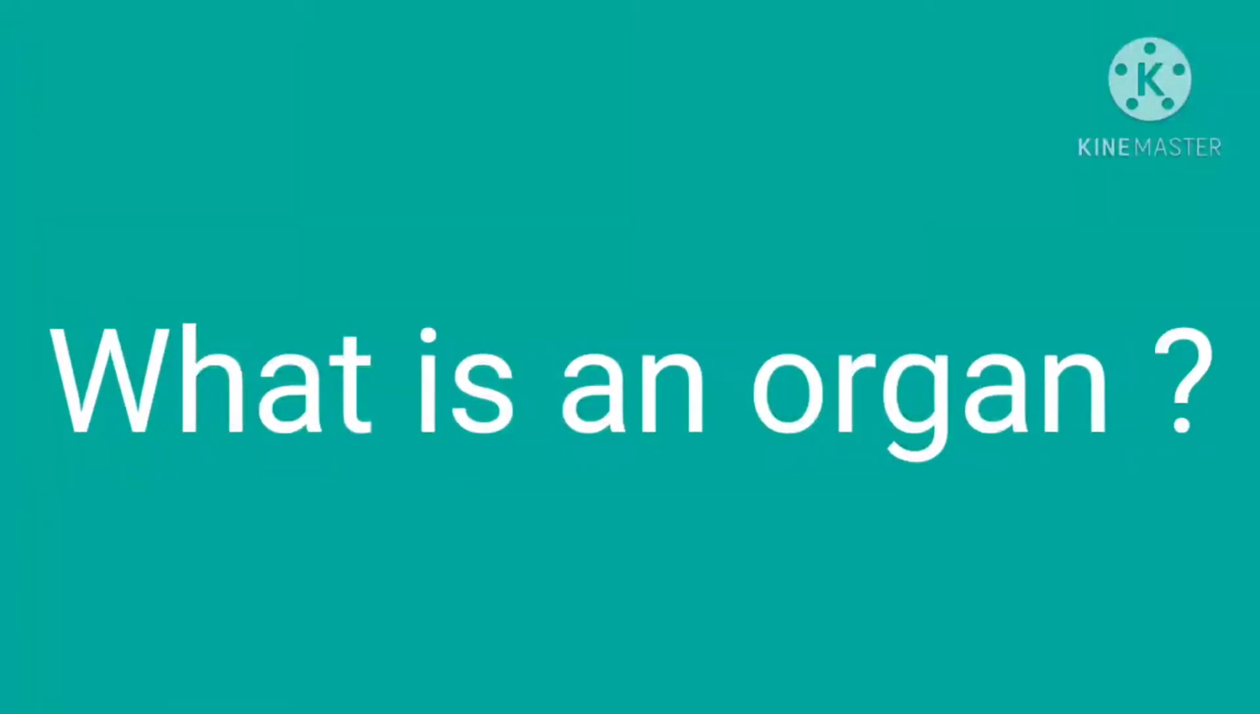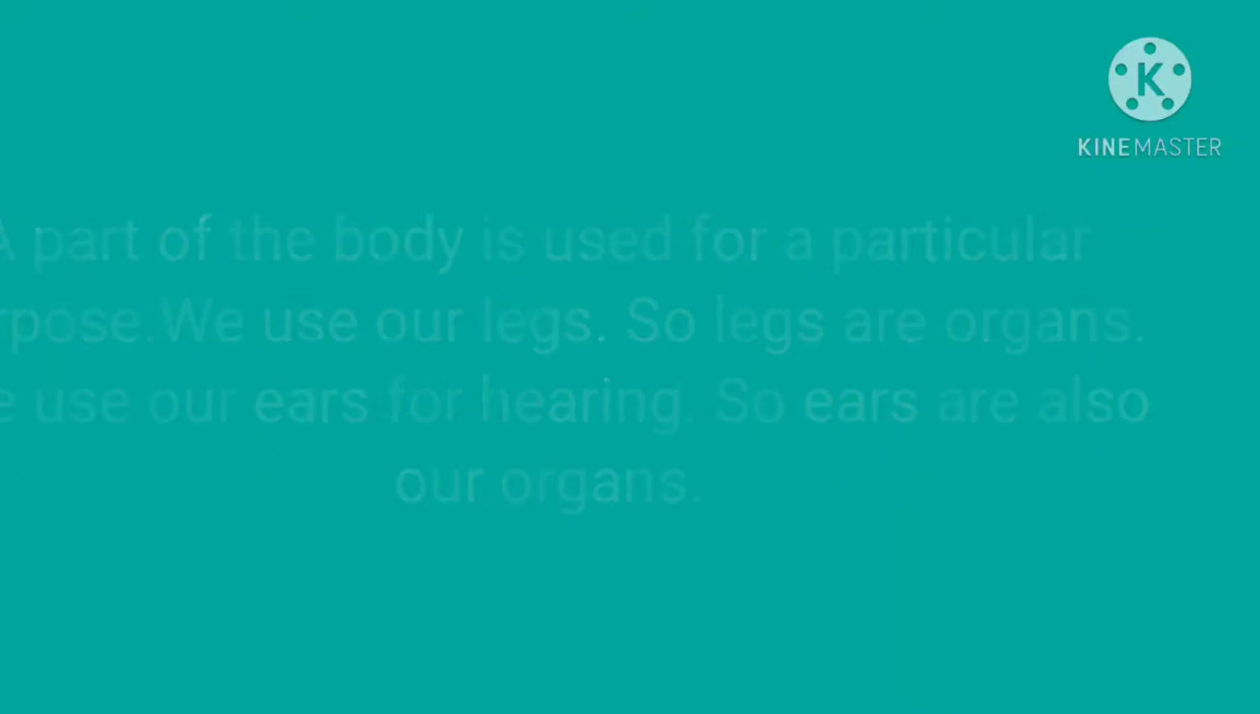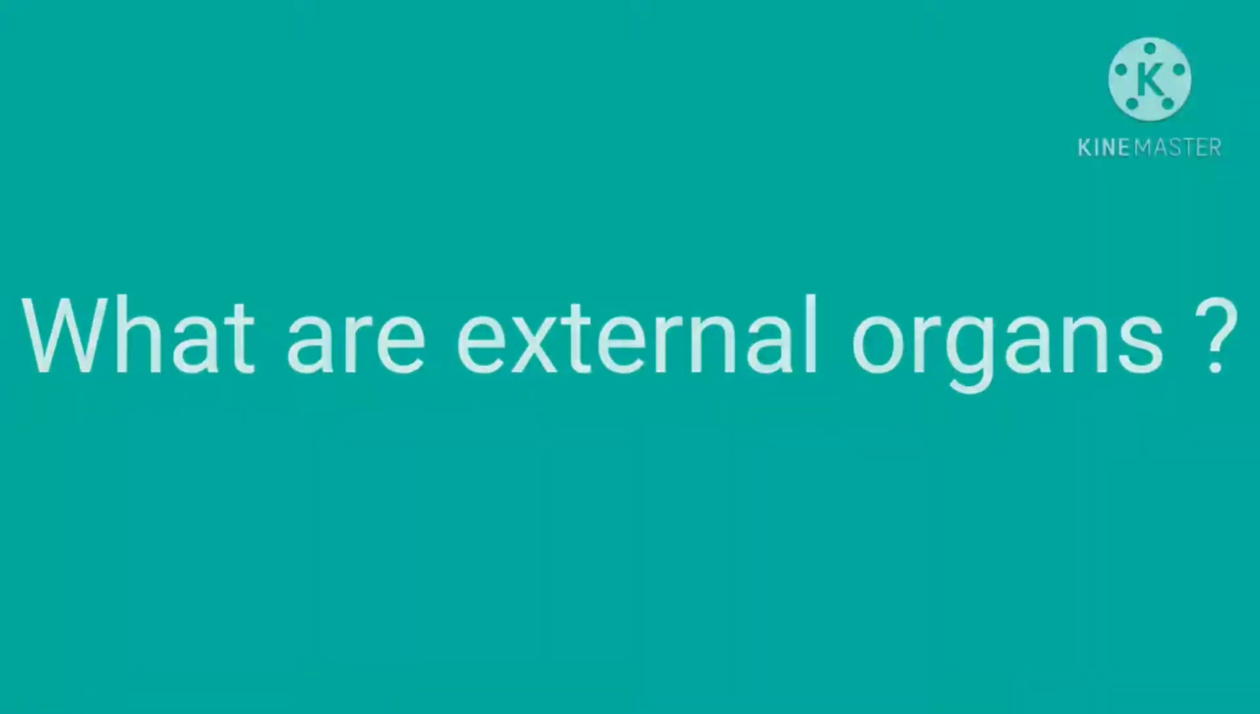Now let us learn what is an organ. A part of the body that is used for a particular purpose. We use our legs for walking. So legs are our organs. We use our ears for hearing. So ears are also our organs. Understood children? Now let us learn what are external organs.